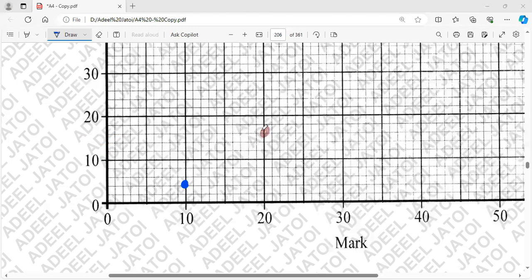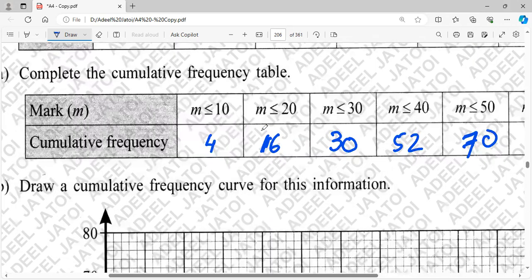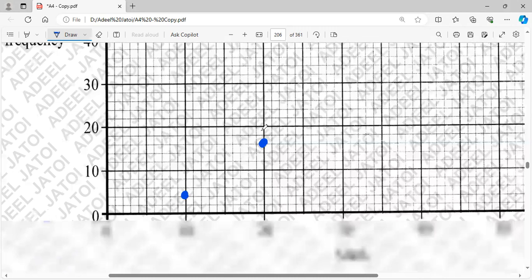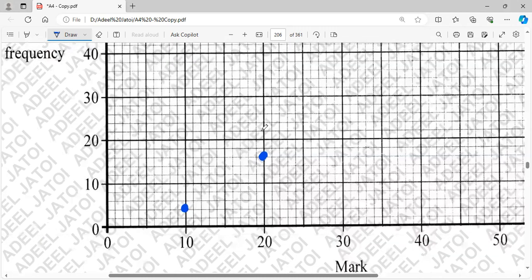So if we just mark it, we'll mark it on this point. So at 20, we are marking down what? 16. The next is on 30, we have what? 30. On 30, we can write down 30, right? So 30, this is your 30 on the x-axis, this is 30 on the cumulative frequency. So 30, 30, we mark down as a point. That will represent what? 30.